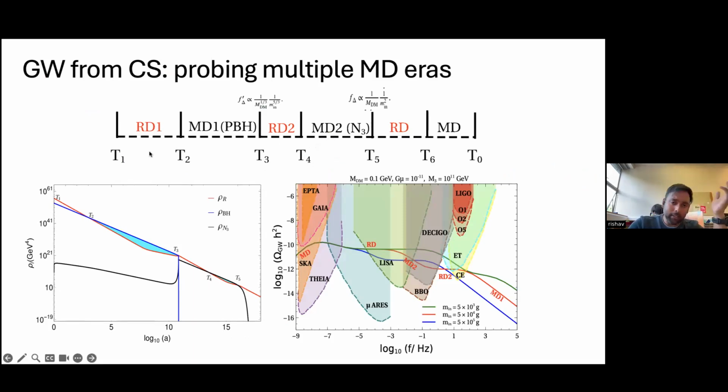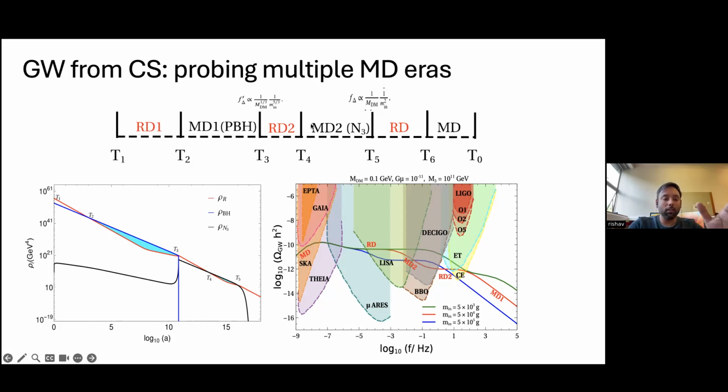So as I said, this PBH was actually produced in a radiation dominated era, and gradually its energy budget dominated the universe, and the universe again entered into a matter dominated era. Now, once the PBH was evaporated, the universe entered into a radiation dominated era. But slowly, because the right-handed neutrino was also getting produced from the PBH evaporation, and also because of its slow decay, it started to dominate the energy budget of the universe. But once its decay was finally completed, the universe became radiation dominated again.